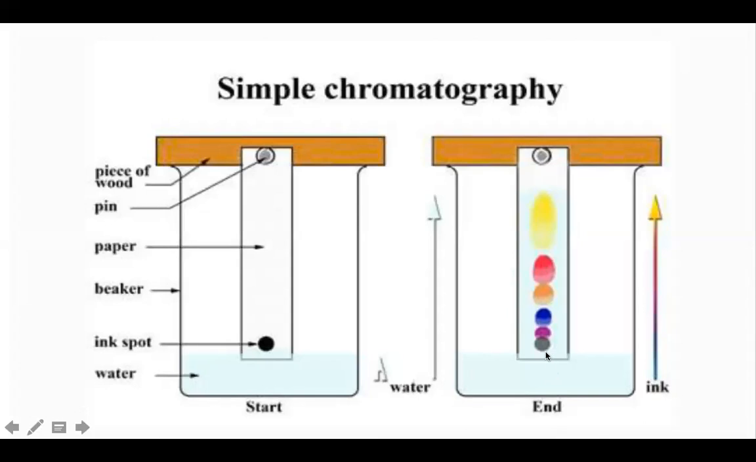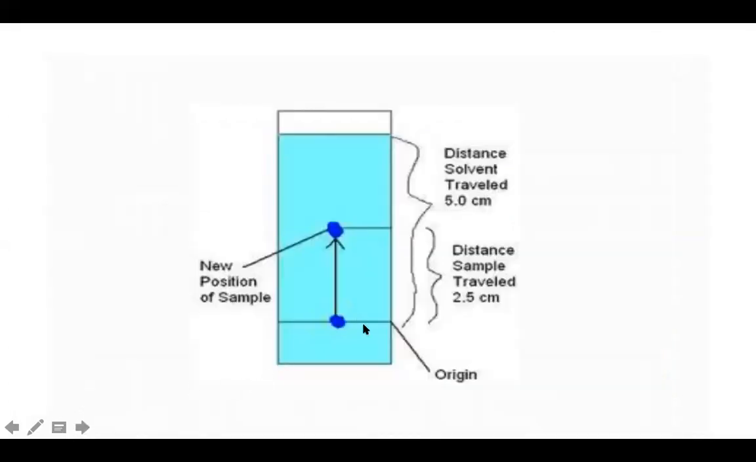It moves against gravity. This is why the heavier compound moves slower than the lighter molecular weight compound. So here you can see when you put the paper in the solvent in the tank, the solvent will move faster. Compounds move depending on their chemical properties. For example, this compound travels this part. The sample travels 2.5 centimeter and the solvent travels 5 centimeter.